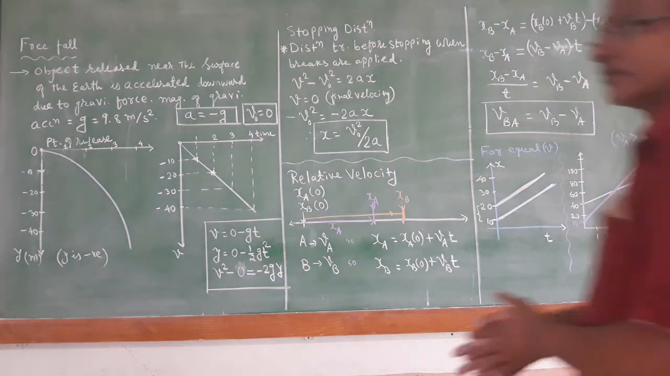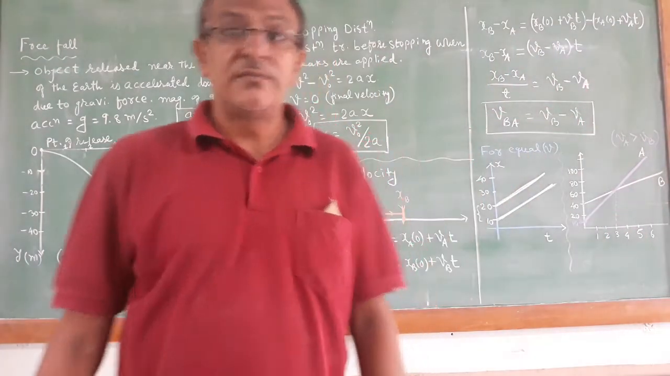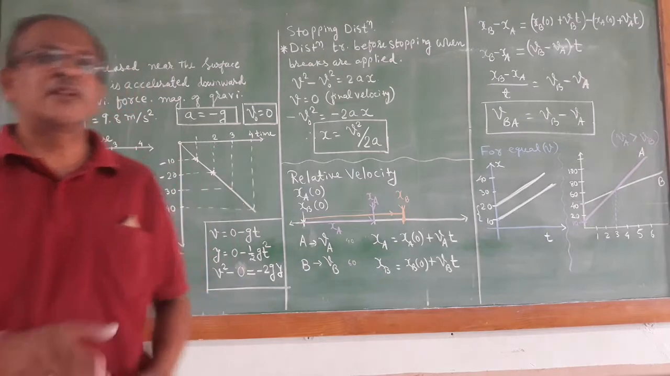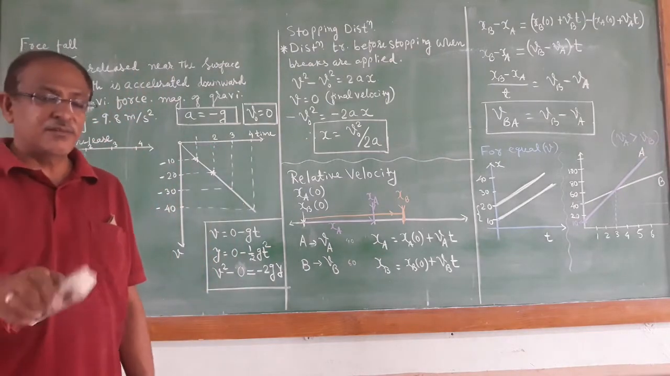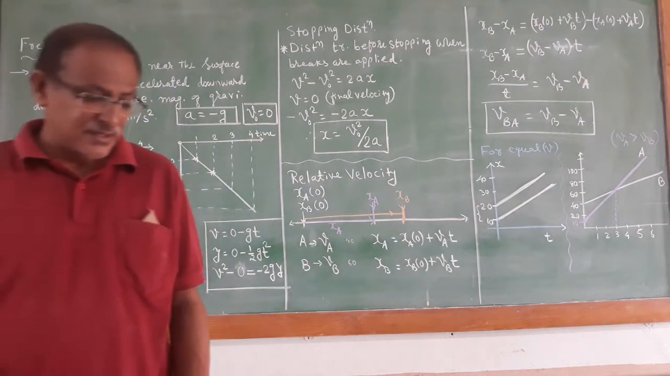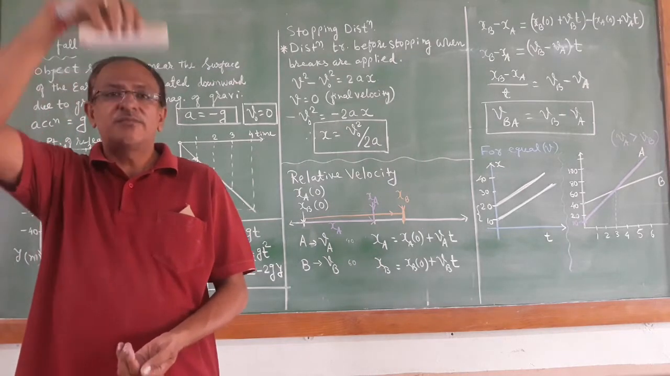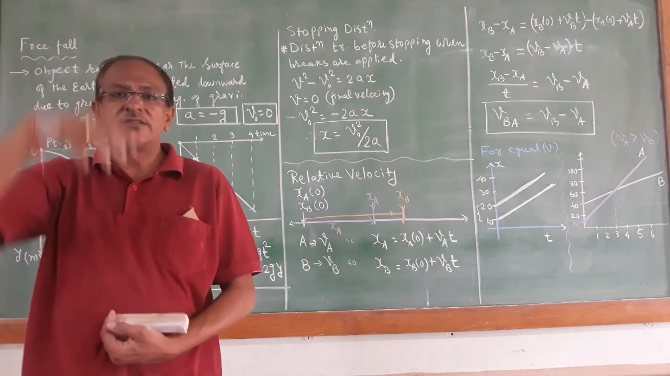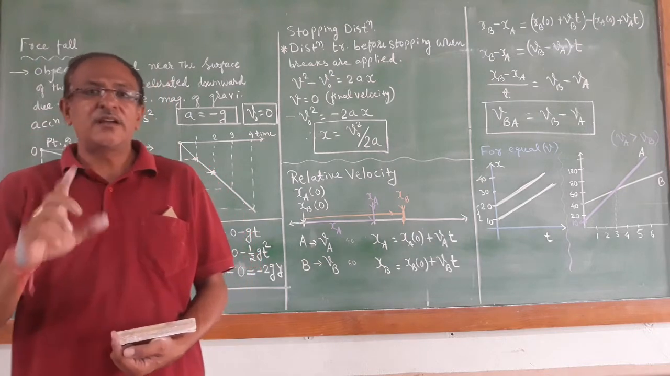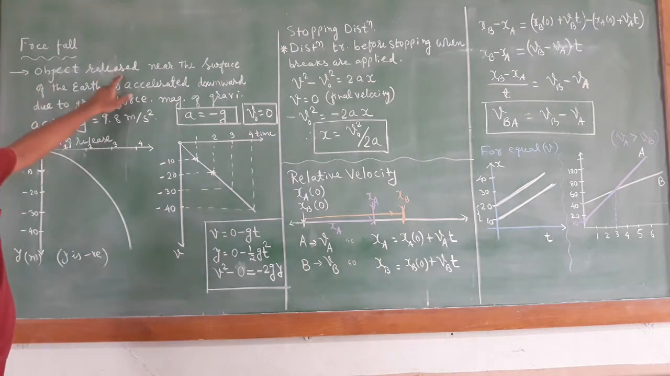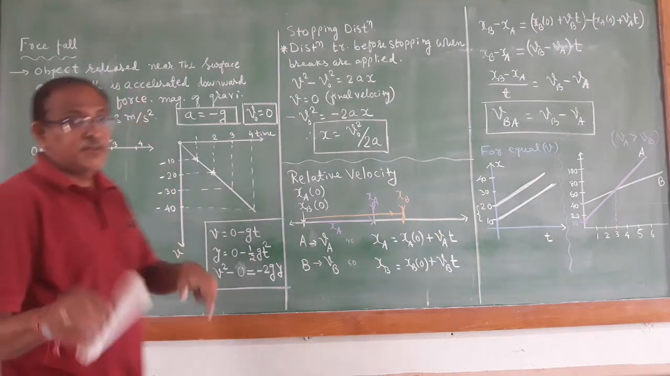Okay, now the topic of discussion is free fall. Whenever an object is released from a certain height near the surface of the earth, say for example, if I release this duster without applying any force, just releasing it, this kind of phenomenon is called free fall. So an object released near the surface of the earth will be accelerated.